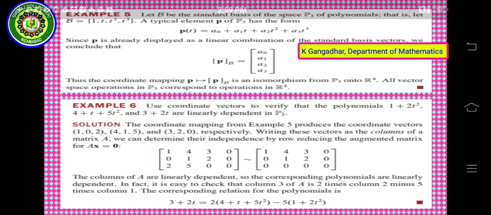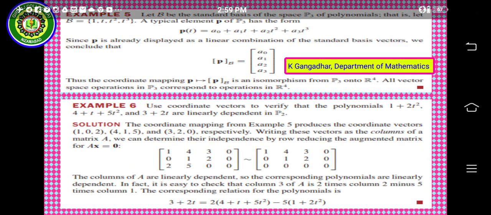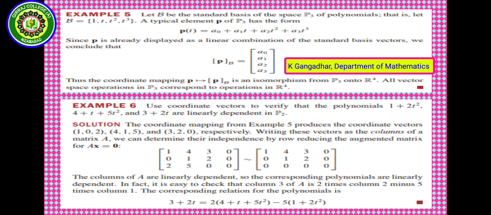So, next example. In this example, let B be the standard basis of the vector space P3 of polynomials. So let B equal 1, t, t square, t cube. It is the standard basis of third degree polynomials, and the general form is p of t equal to a0 plus a1t plus a2t square plus a3t cube.